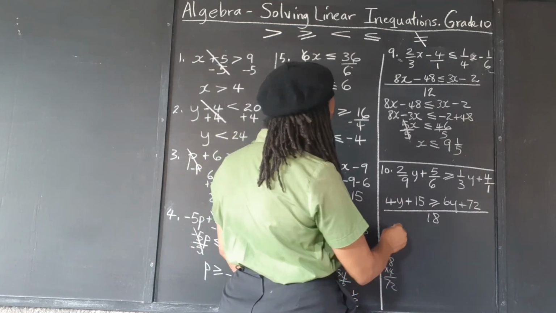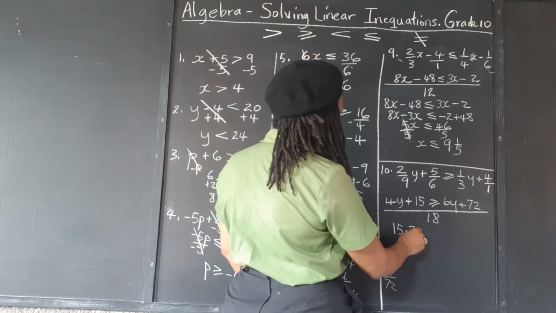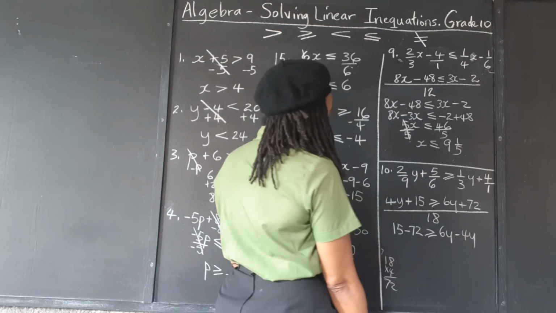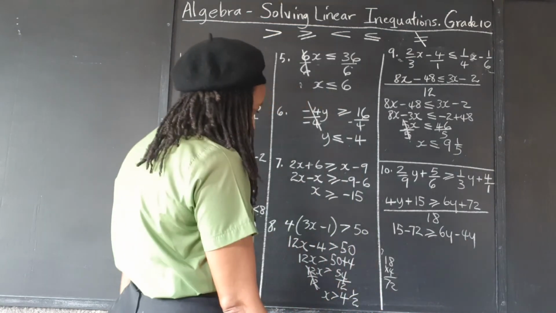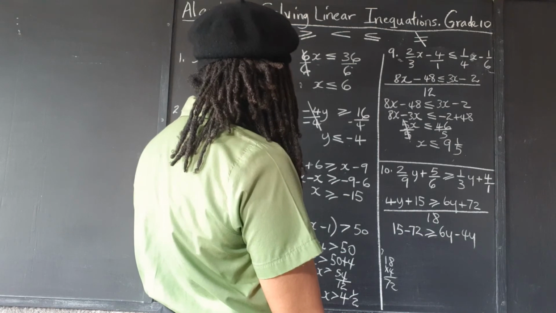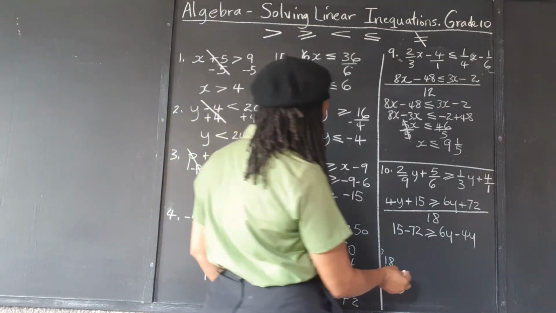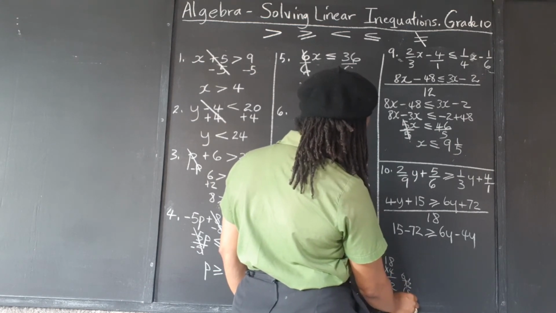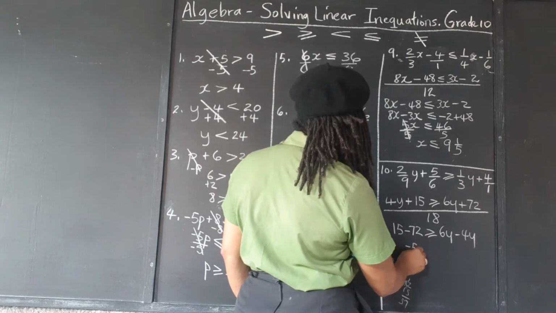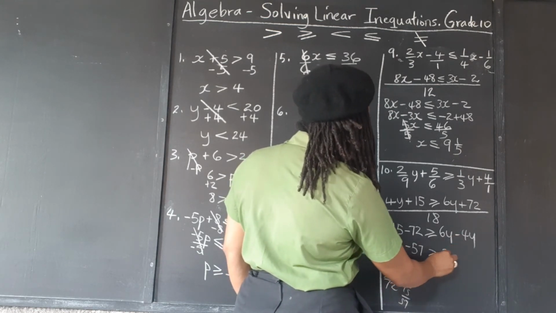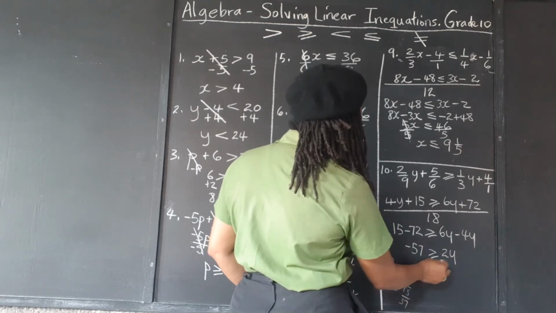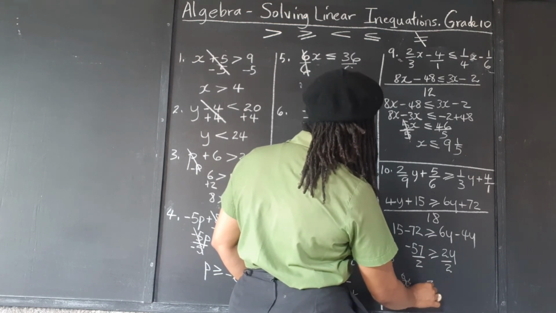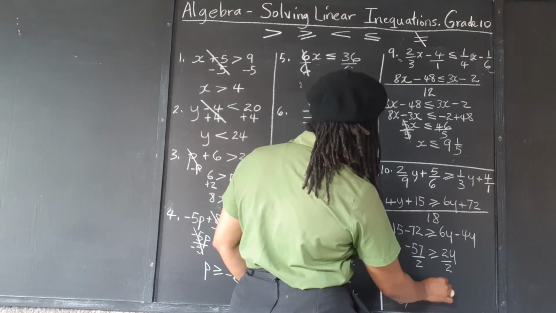So just doing all of that together, I would have 15 minus 72 greater than or equal to 6y minus 4y. Alright, 15 minus 72, so that would be negative 57, and this will be 2y. So now we'll divide both sides by 2, and that would be negative 28.5.